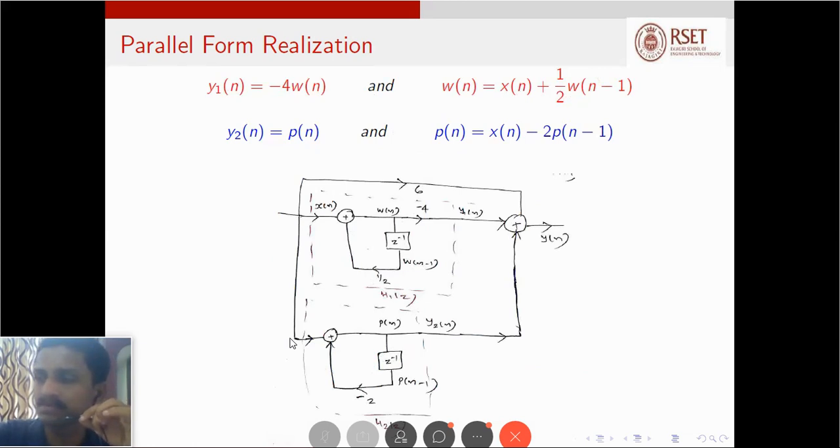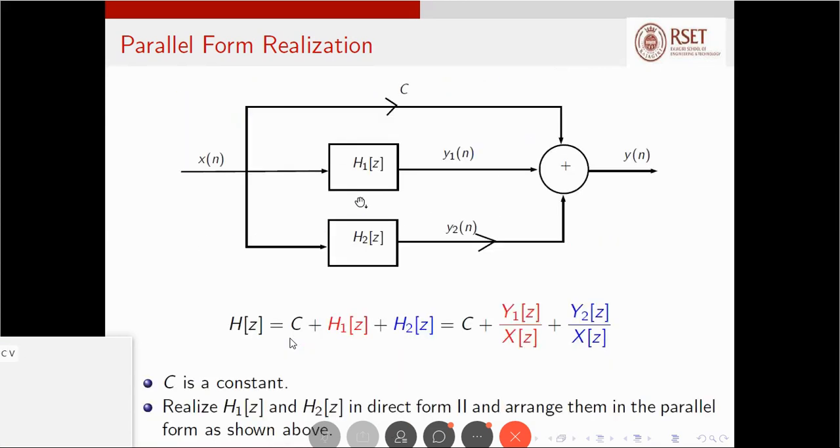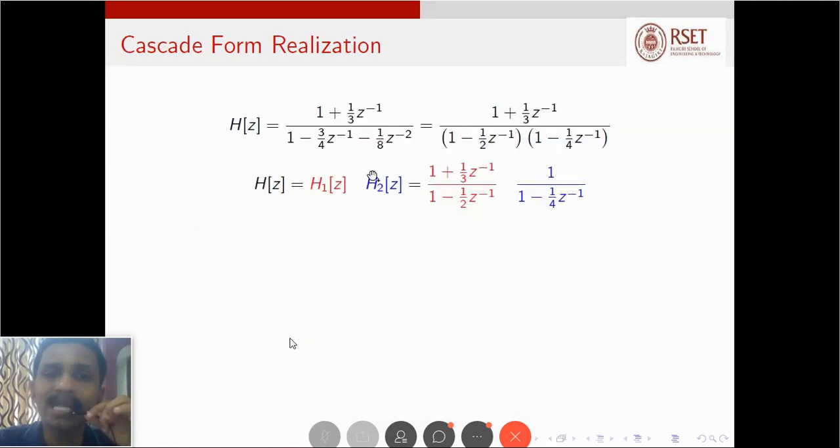Then the next question is on cascade form realization. For cascade form realization, the transfer function denominator is split into 2. Why? Actually, it is not required. If it is possible, you can split them. Here in this particular example, the transfer function is possible to split like this. If it is not possible to split like this, you can simply write 1 divided by the corresponding term. If it is possible, you can split like this. If it is not possible, there is no need to split. That is applicable in the case of parallel form realization also.